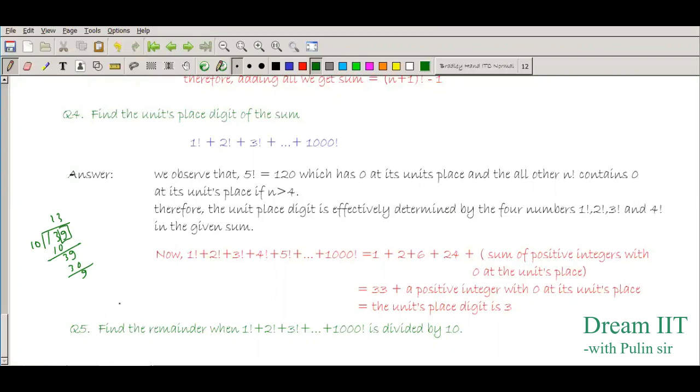So indirectly, when I am asking what is the remainder when this number is divided by 10, I am indirectly asking what is the units place of this particular sum. And the problem is already done. Units place is 3. So the remainder when you divide this by 10 is 3, right? So this is really a very interesting question.